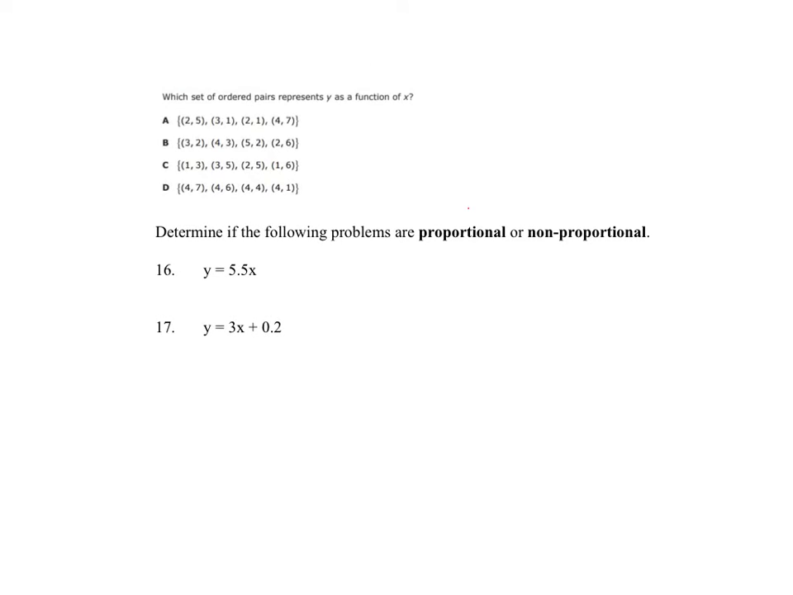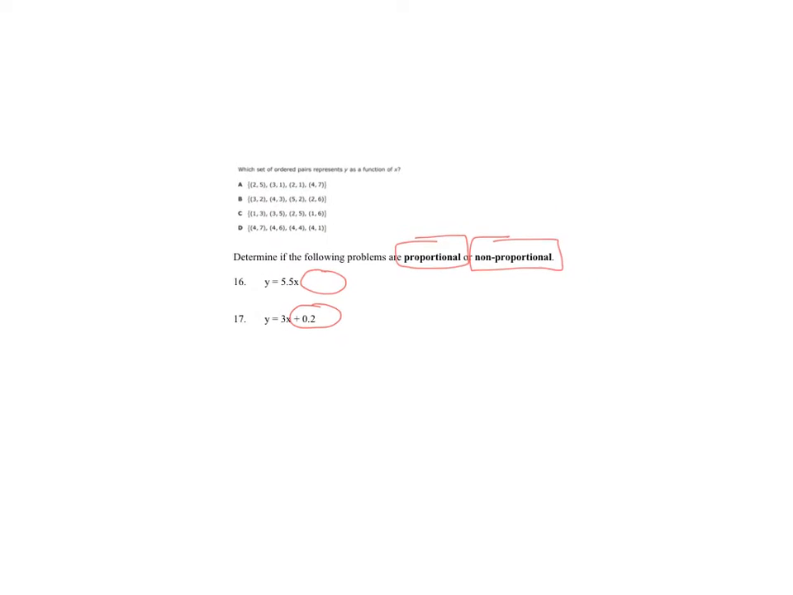And on the last one, proportional or non-proportional. Basically, proportional means there's nothing at the end. There's no plus, there's no extra. Non-proportional means there is something extra.